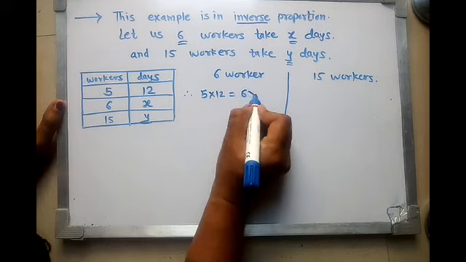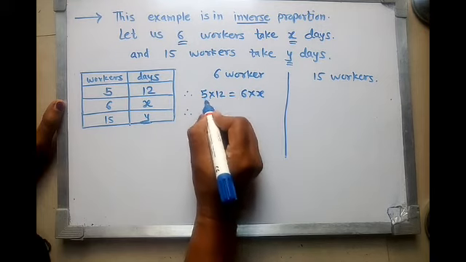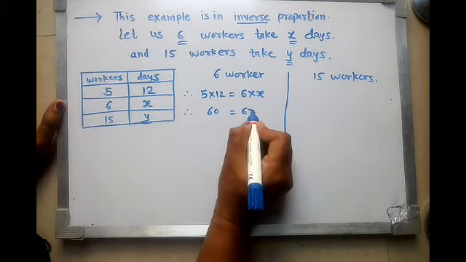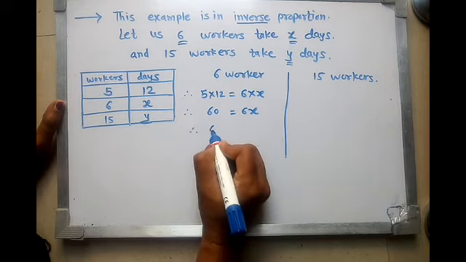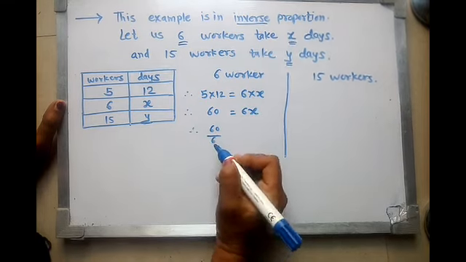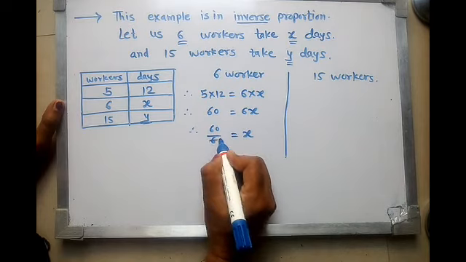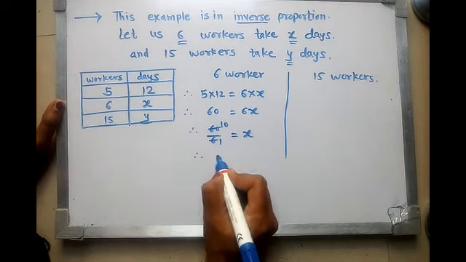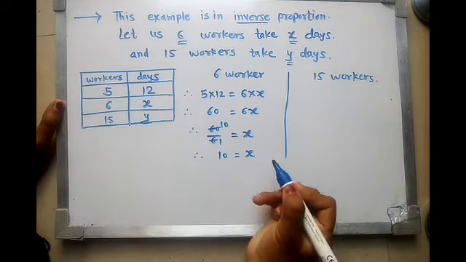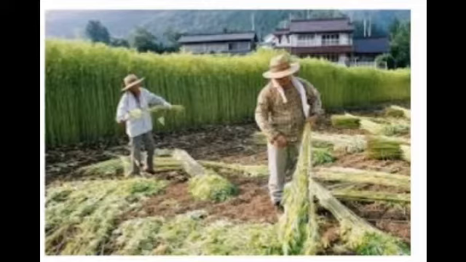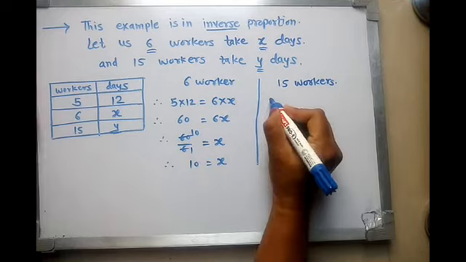5 into 12 is equal to 6 into X. 60 is equal to 6X. 60 upon 6 is equal to X. 60 divided by 6, 10 is equal to X. 10 days are required for 6 workers.